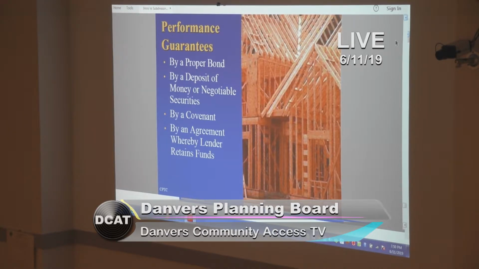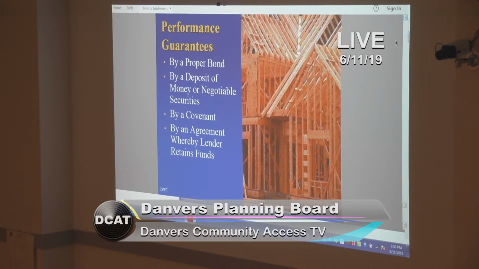Performance guarantees is another area where I see a lot of issues come up. So there are 4 types of performance guarantee. Obviously the covenant, where you can't build on or convey any of the lots subject to the covenant. And then there are 3 types of financial sureties. So there's a deposit of money or negotiable security, so someone can bring in their Coca-Cola stock and post that as financial surety if they want.